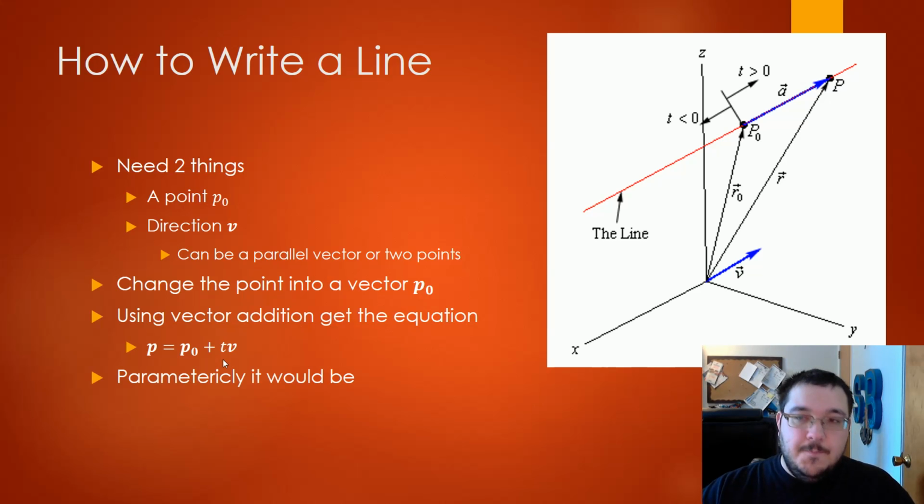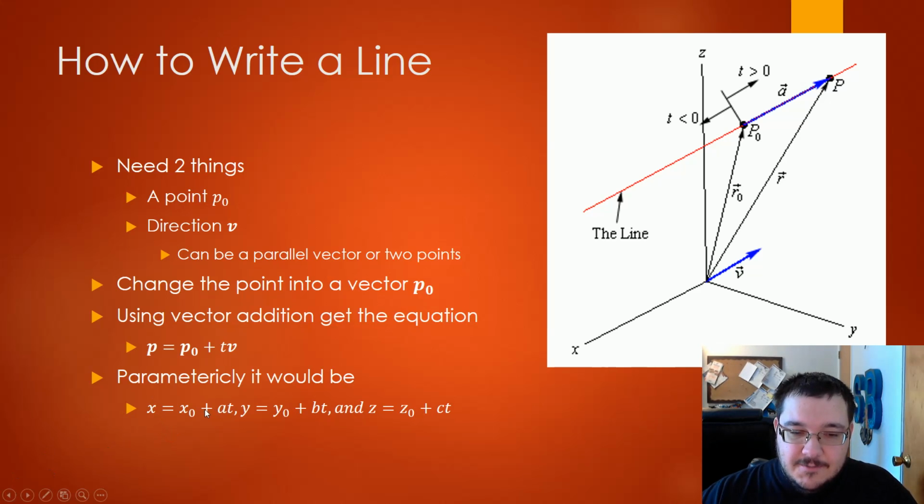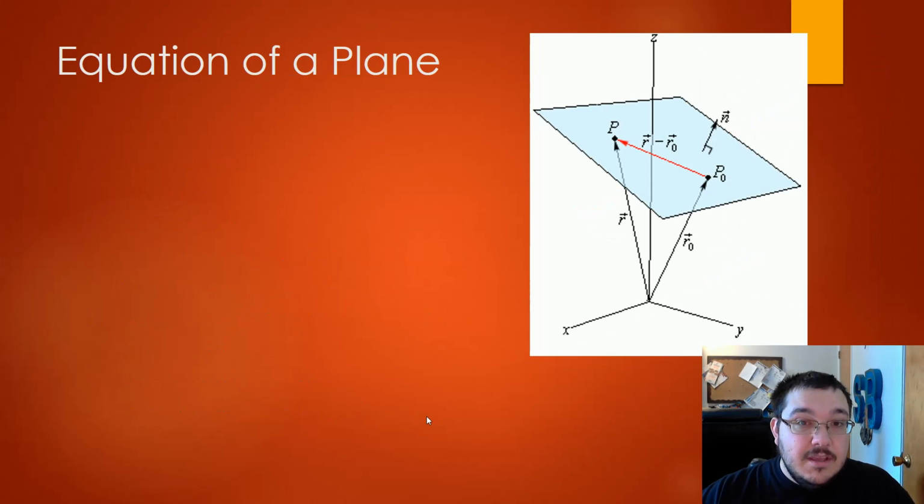Hopefully that makes sense. Now, if you wanted to write this out parametrically, this is essentially what it would look like. You have an equation for x, you have an equation for y, you have an equation for z. And the a, b, and c values, those are associated with your parallel vector. So that's how you write a line in 3D. We'll talk about some more properties in class, but don't get too caught up on it. I just want to make sure you know the basics of it.